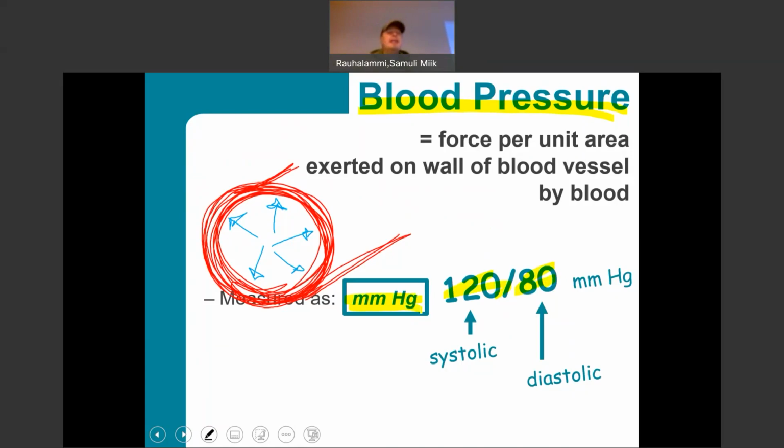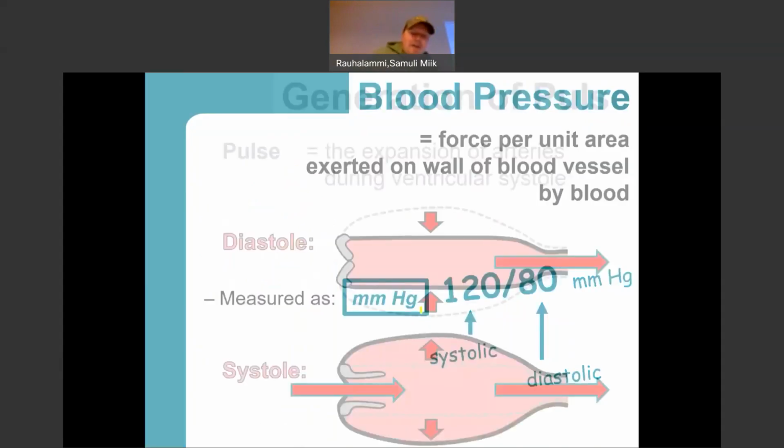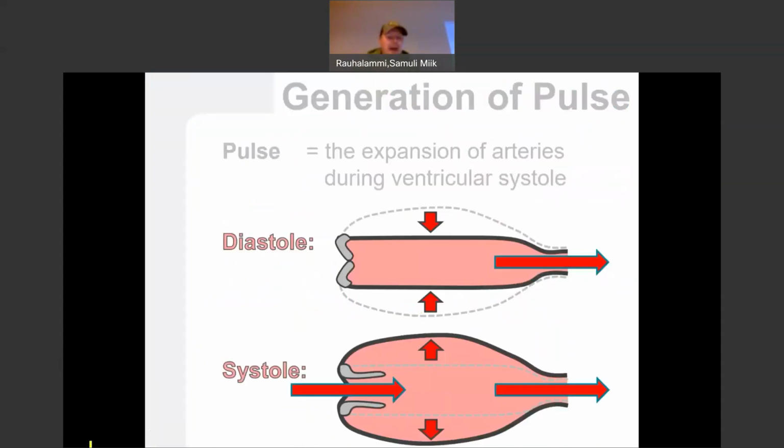Mercury being the substance that you found in those typical old school blood pressure cuffs, climbing up that little glass tube that looked a little like the old thermometers, if you wish. So let's have a look at this concept, why we are left with two values.